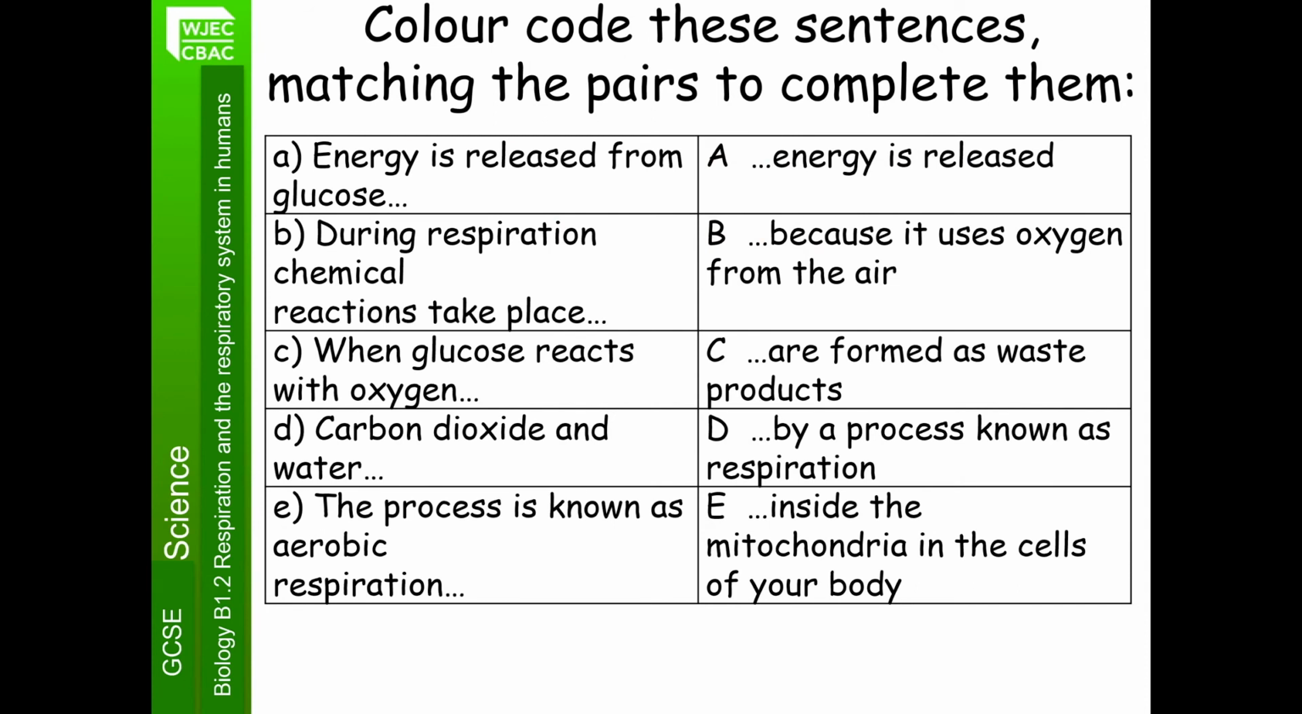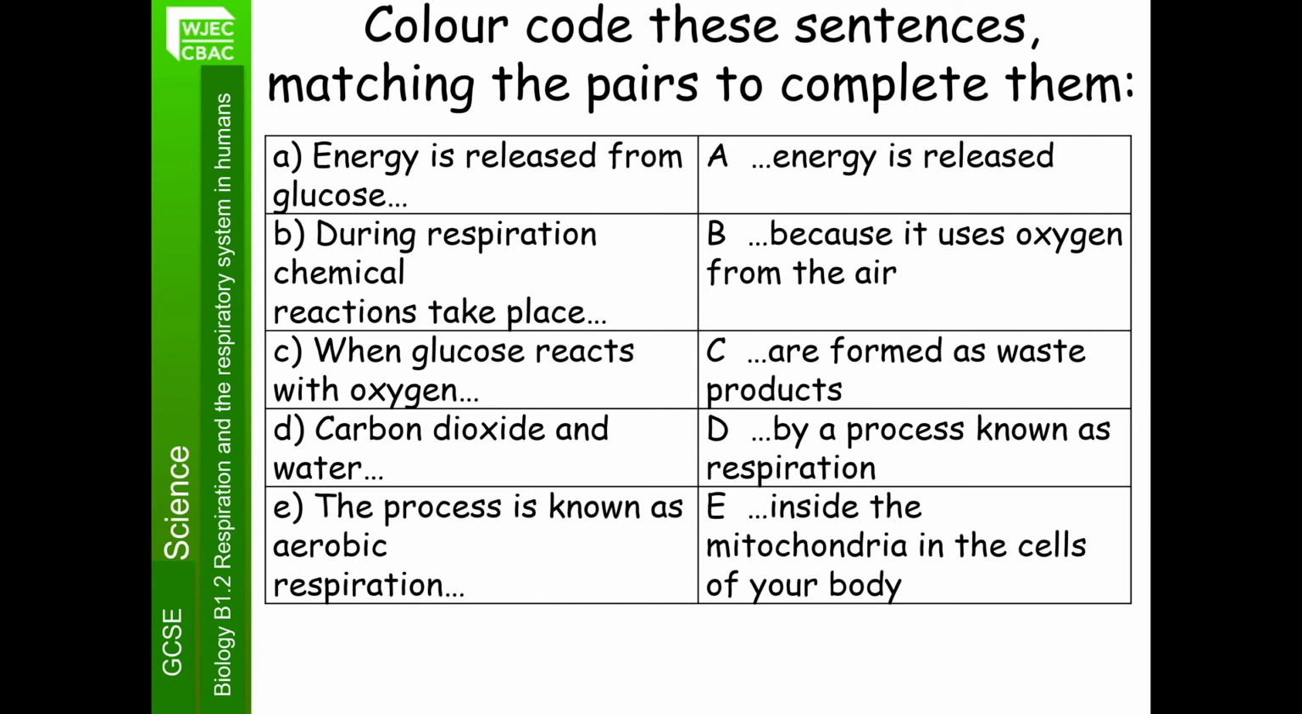Your first task is at the bottom of page 1. You have got these statements. Currently, they are not correctly matched. So I want you to choose 5 different colours, one for each statement A, B, C, D, E. And I want you to colour code them and match them to the statements on the other side for me, please.